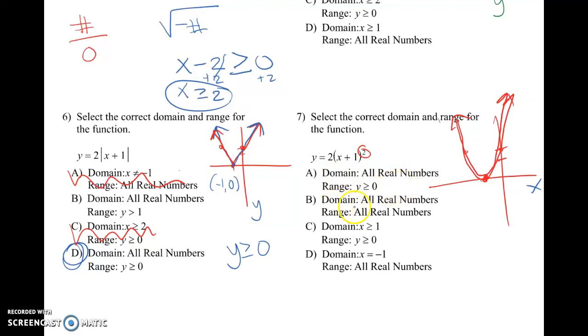So again, all real numbers, so it's either going to be A or B, and our range is my y values. So here my y value is 0 because I have a vertex of -1, 0, and again it's going up from here. So it's got to be y is greater than or equal to 0.